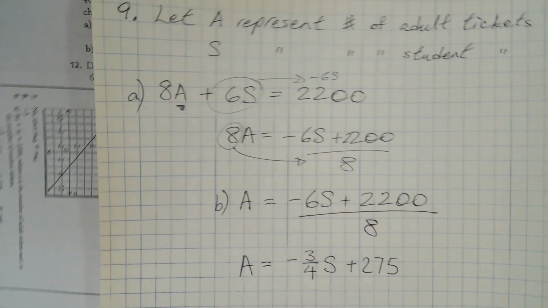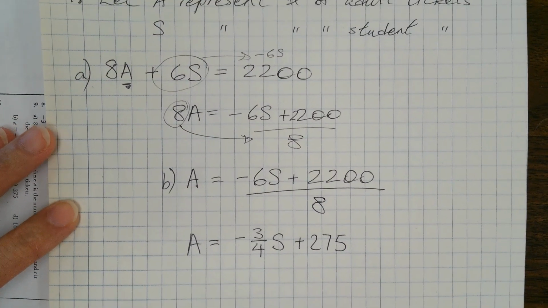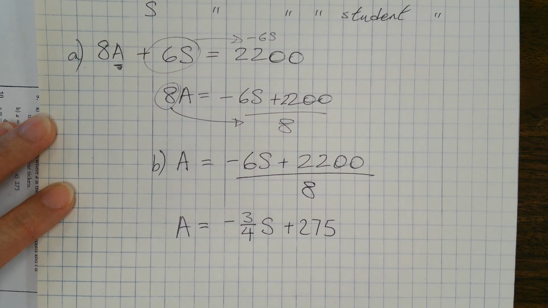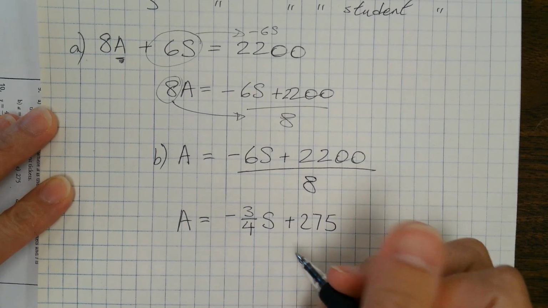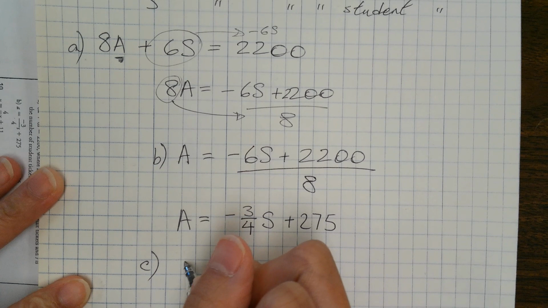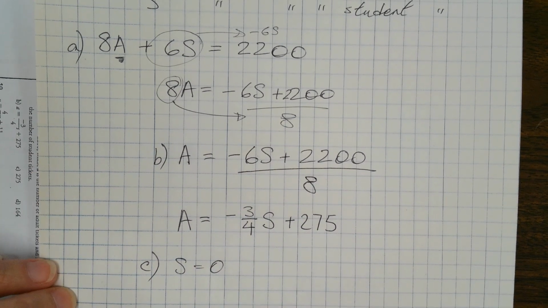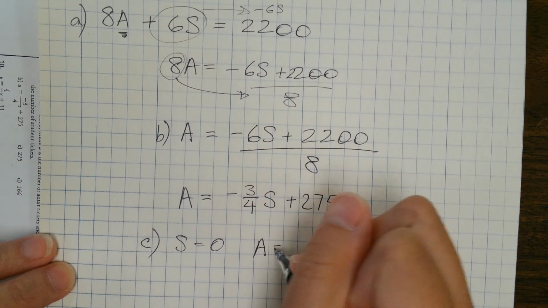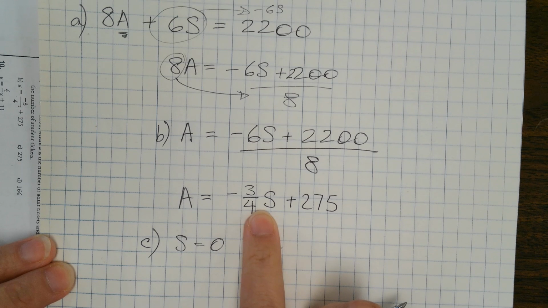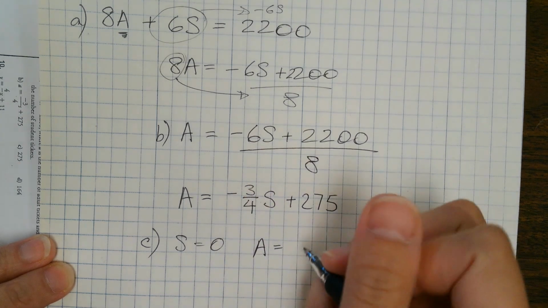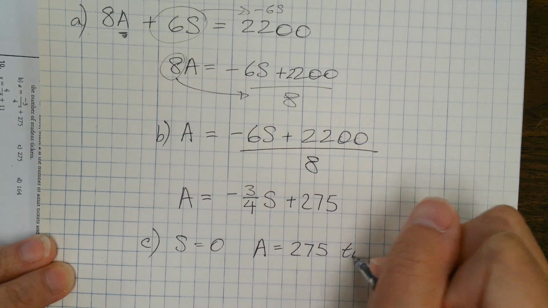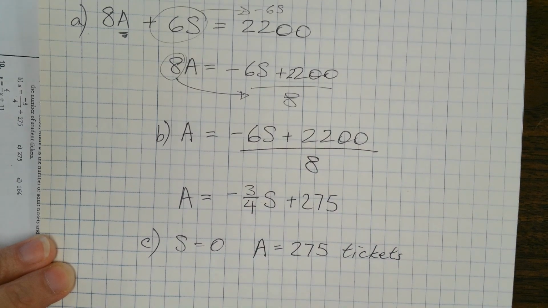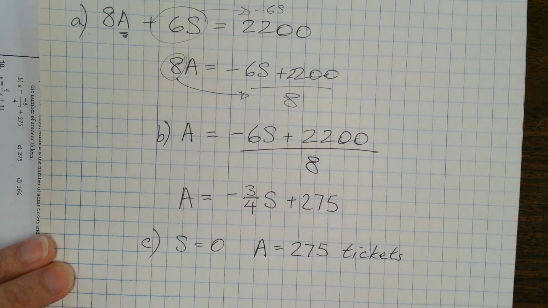Okay. Part C. If no student tickets were purchased, how many adult tickets were sold? So part C, no student tickets means S is 0. In other words, it's kind of like your X and Y intercepts. So if S is 0, what do you get for A? If this is 0, that means 275 tickets. Again, units. Since it's a word problem, if you just write A equals 275, you're not going to get the full marks. Make sure you include units. In this case, it's tickets.